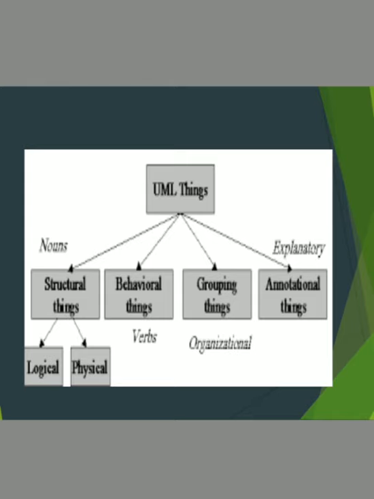Next, UML things. Things are the basic building blocks of the UML. We use them to write well-formed models. Any type of diagram has structure and it specifies behavior also. In UML, there are four kinds of things: structural things, behavioral things, grouping things, and annotational things.